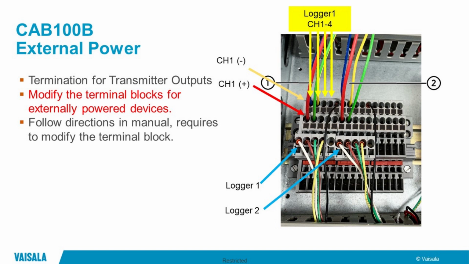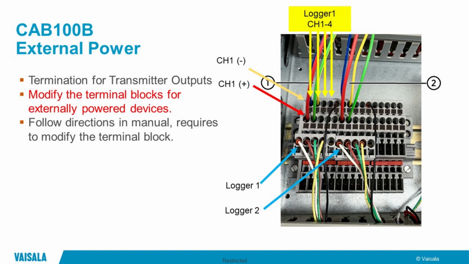Okay, so this is the view of the terminal block when it's configured for external power. Now, you'll notice that the layout here is very different, and that's because you have to modify the terminal blocks to connect externally powered devices. Because by default, the panel ships with a 4 to 20 milliamp loop injection, so you have to modify the bus bars and the connectors on here, so it's no longer injecting power.